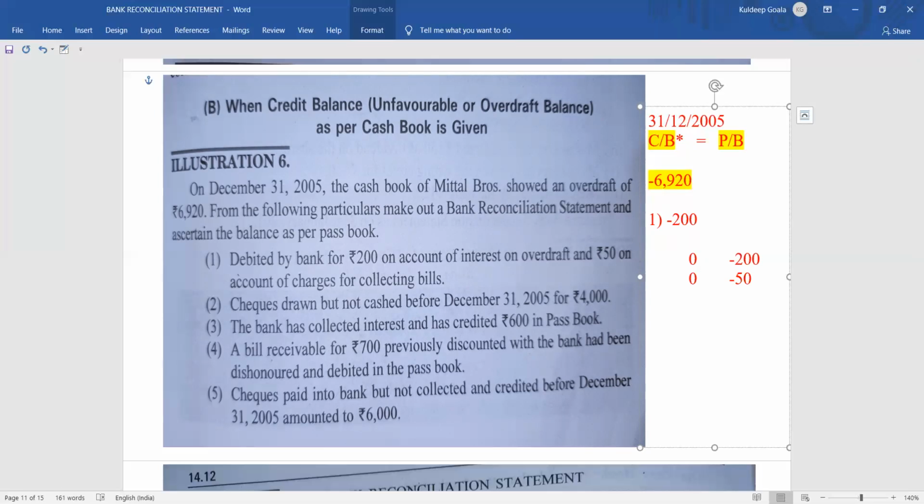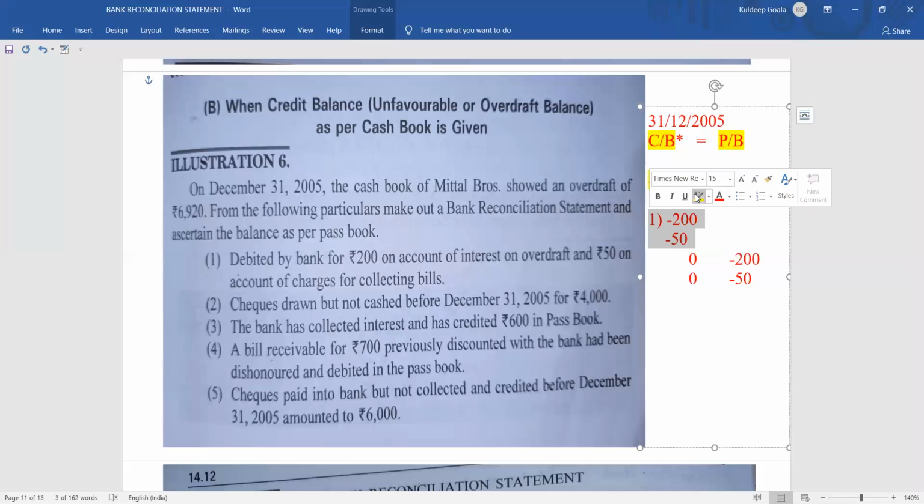Now both the sides are same, isn't it? Both the sides are same. Same with the next situation, that is minus 50. In the passbook it is minus 50, where the cash book it is 0. So to make both the sides same, just minus 50, isn't it? So both the sides will be same now.